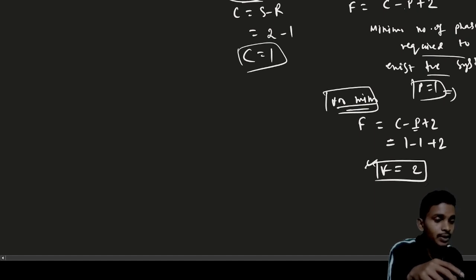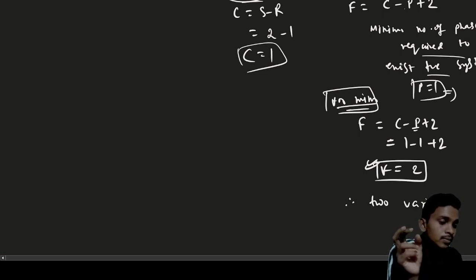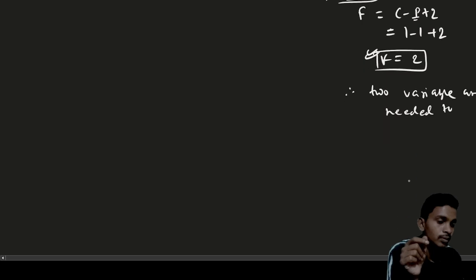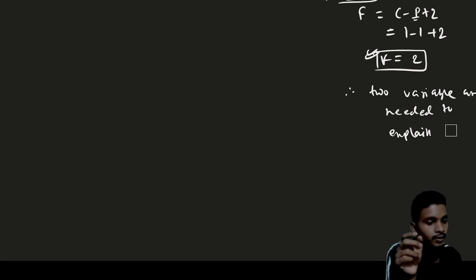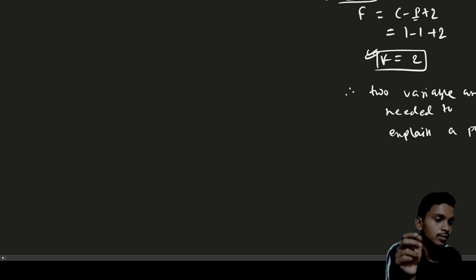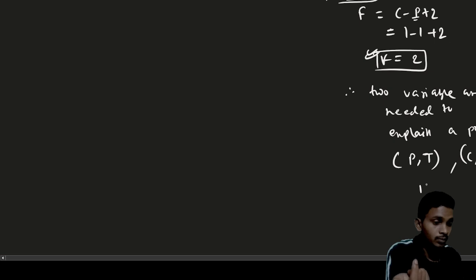So 1 minus 1, that is 2. So here degrees of freedom is 2, meaning 2 variables are needed. F means variables, so 2 variables are needed to explain a point. Okay, so these 2 variables may be pressure and temperature, or maybe composition and temperature, or maybe composition and pressure. So any 2 variables.